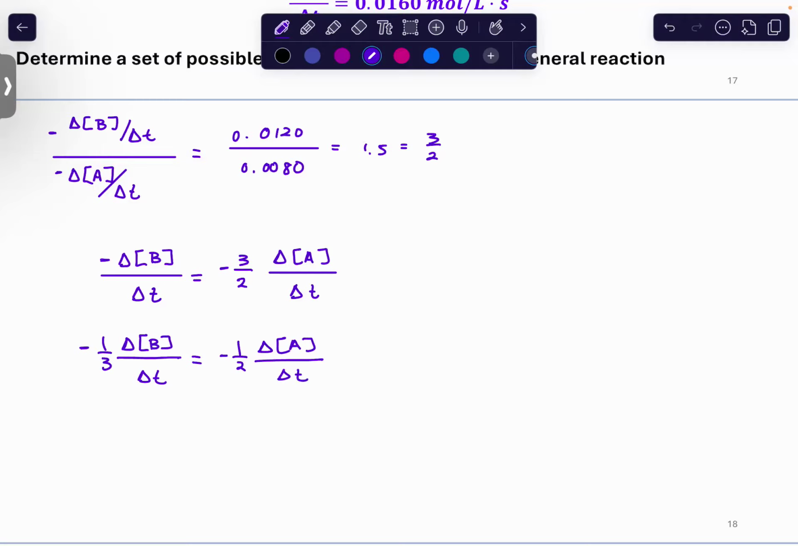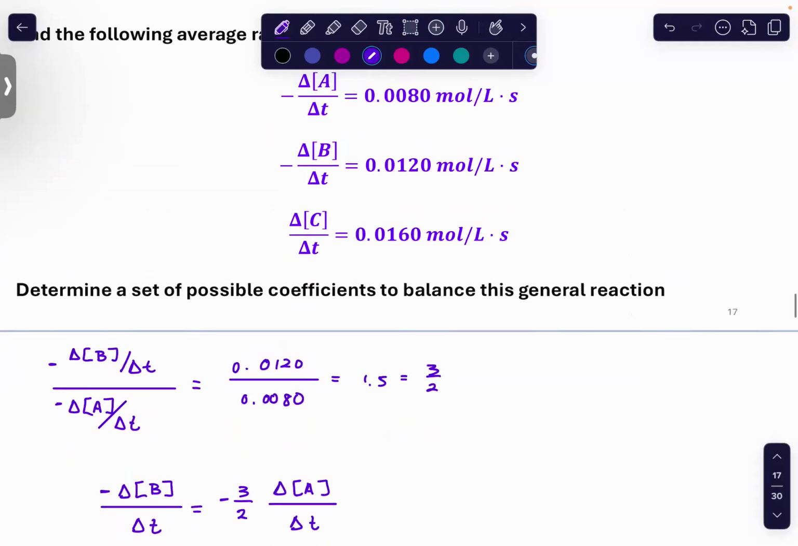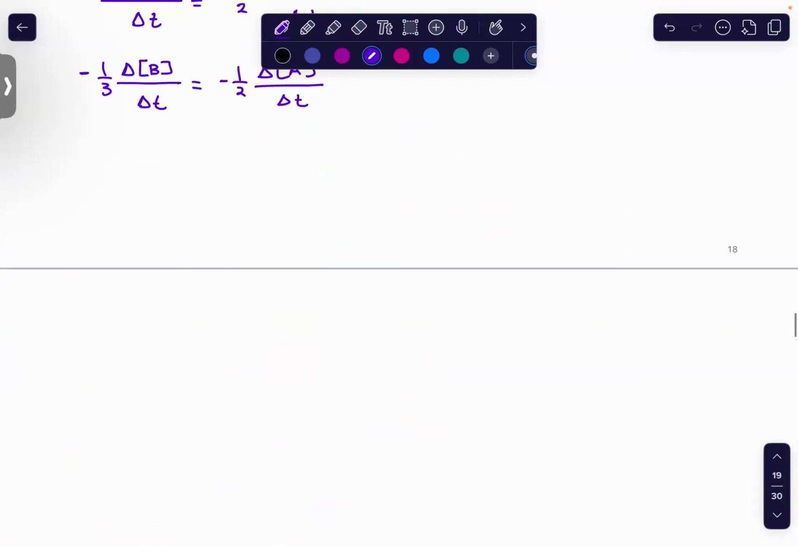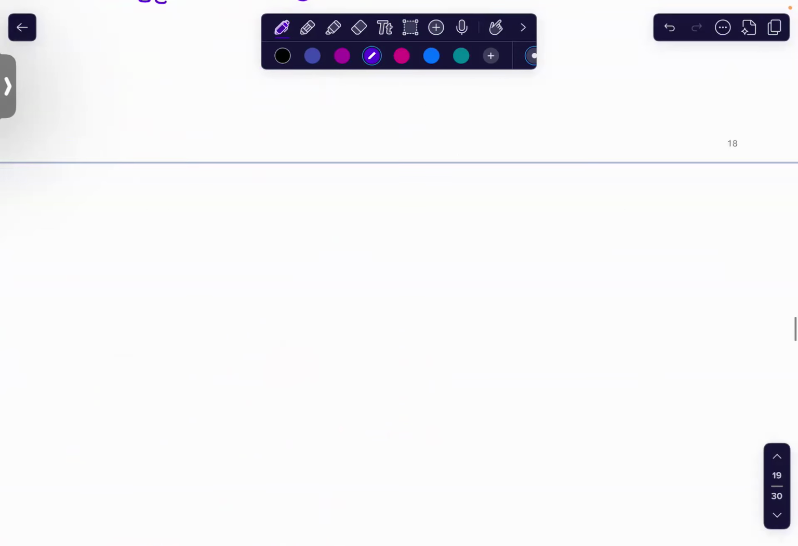So we can do that. And then let's say we need something to compare to the rate of C. So I don't know, let's do C versus A. Okay, so that's going to be 0.0160.